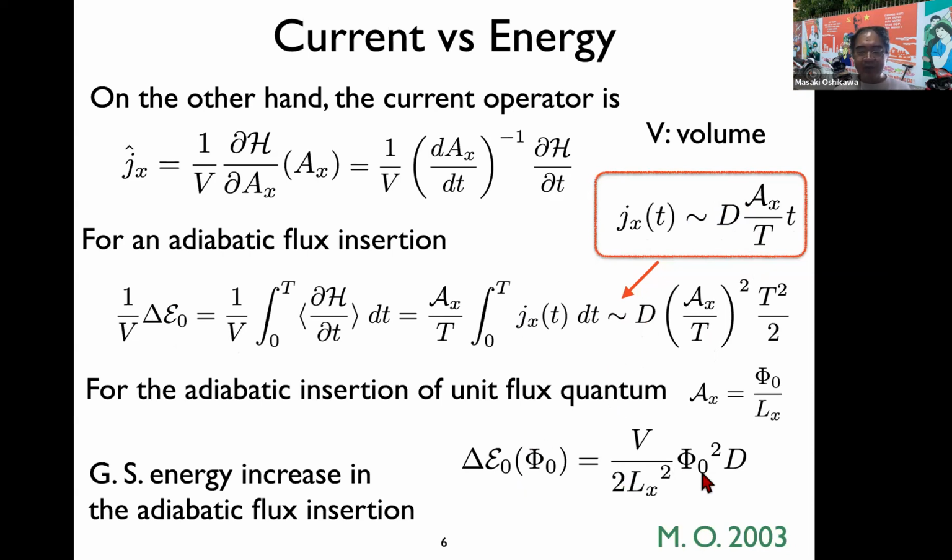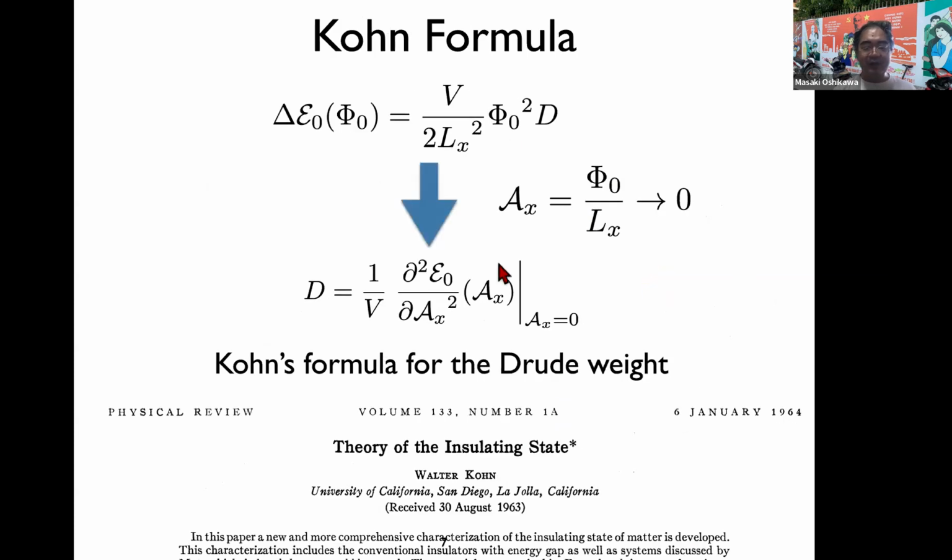So in this way, we have an identity between the ground state energy increase due to adiabatic flux insertion and the Drude weight. I derived this formula back in 2003, but this is actually not really new, because if you take the limit of small flux, then this is identical to the famous Kohn's formula for the Drude weight, because Kohn's formula is nothing but the second order derivative of the ground state energy by the vector potential, which gives the Drude weight. This famous Kohn formula was derived back in 1963 or 4.